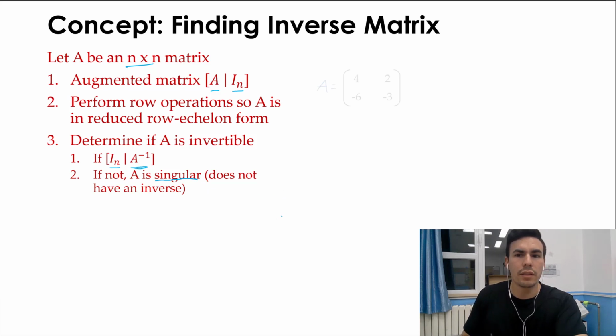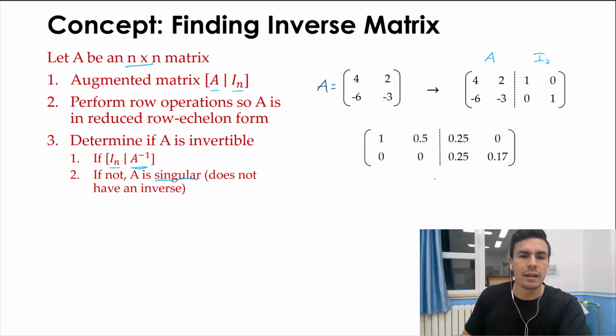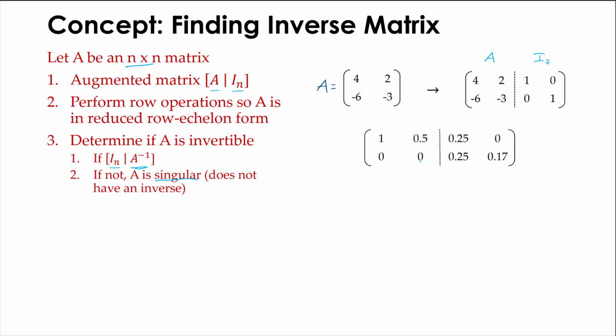So let's take a quick look at this. I have matrix A here. First thing I'm going to do is rewrite this with matrix A on the left-hand side, and this is the identity matrix for 2 by 2 on the right-hand side, right? Now, when I reduce the left-hand side, it doesn't reduce to the identity matrix. So since this is the case, matrix A is said to be singular.